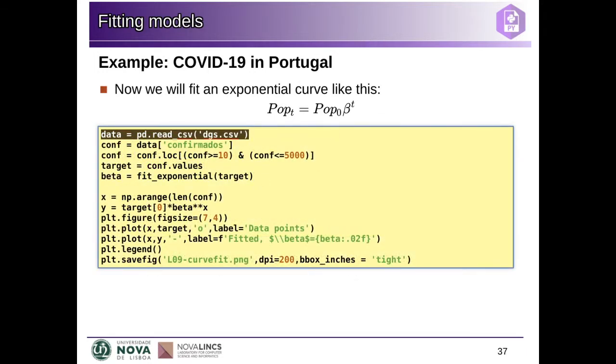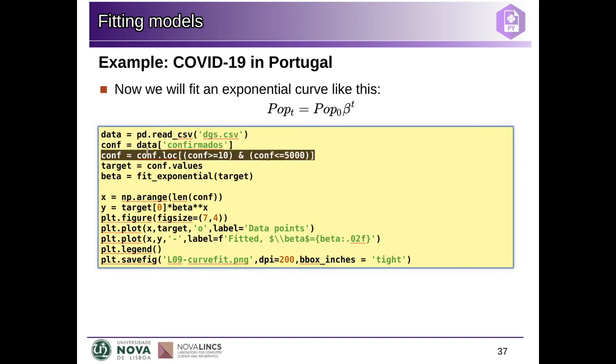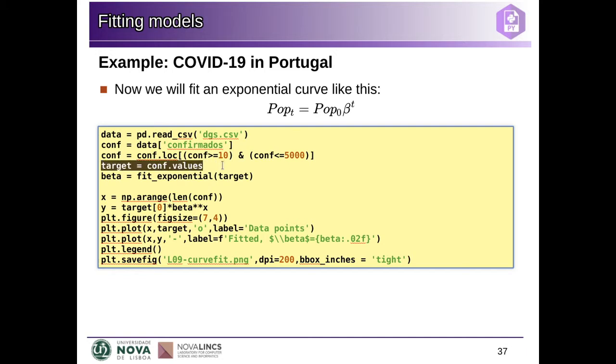So we read the CSV file, we get the confirmados column, we select that exponential stage, which is between 10 and 5,000 approximately. We get the values from these series. So remember this, when you select from data frames and series, you get series, they have these indexes. But if you want to just have the vector, the NumPy array with the values, you can use the values attribute there. And now we're going to fit the exponential curve, and then we're going to plot it.